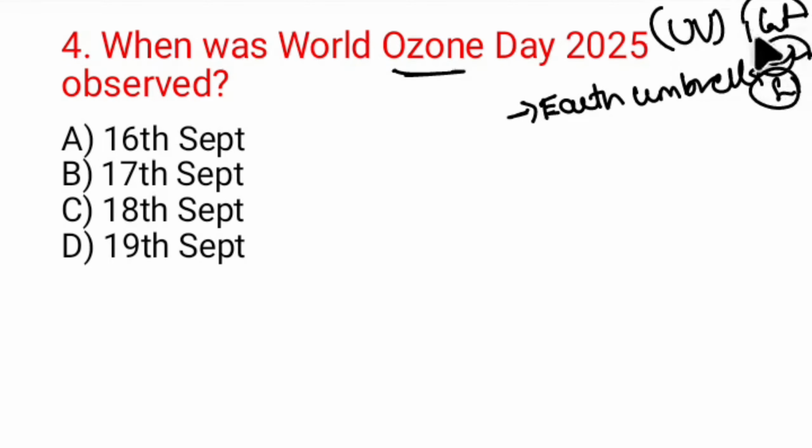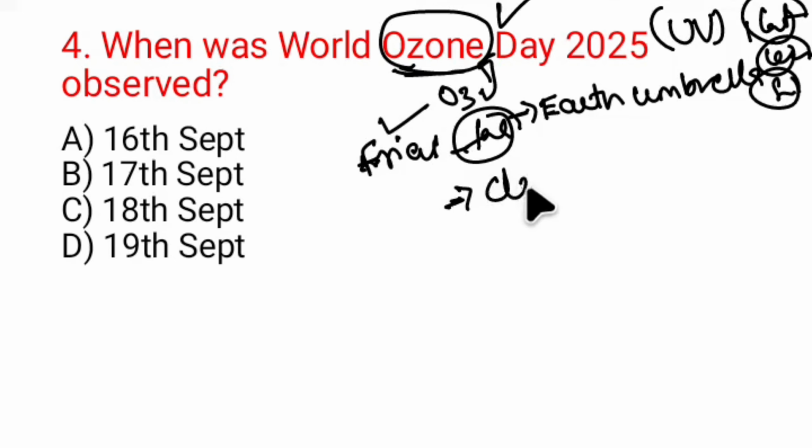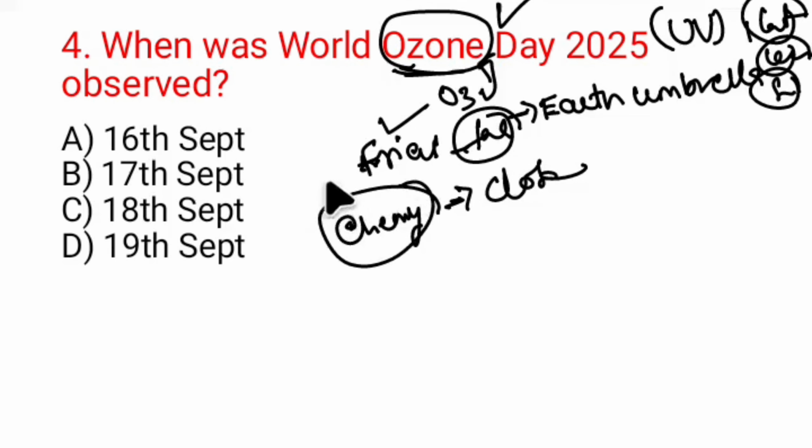So what does this ozone do? Ozone prevents harmful UV radiation from reaching the Earth's surface, which is why ozone, O3, is highly helpful for humans. This ozone is our friend when it is far, but when it is close to us, it is very harmful to humans. So when it is close, it is our enemy, and when it is far, it is our friend. The chemical formula is O3.